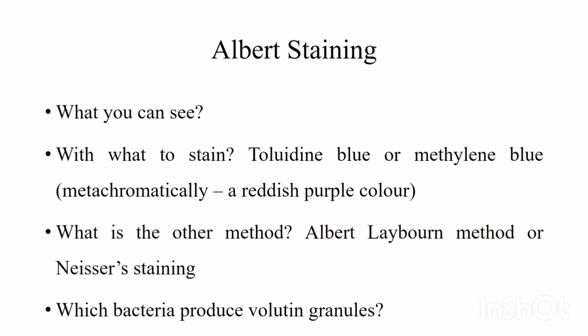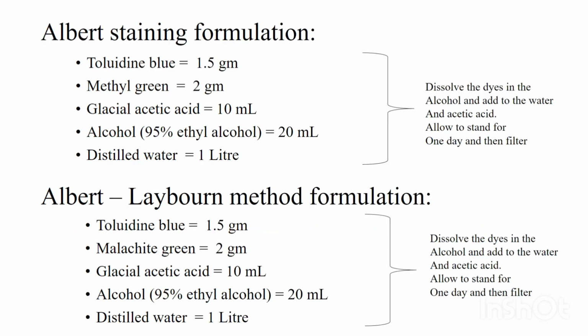With what to stain? These volutin granules can be stained with basic dyes. Usually toluidine blue or methylene blue can be used for staining the granules, which is called metachromatic granular staining. What are the other methods that can be used for staining these granules, the volutins? They are the Albert-Leybourn method, or even Neisser staining can be used apart from Albert staining.